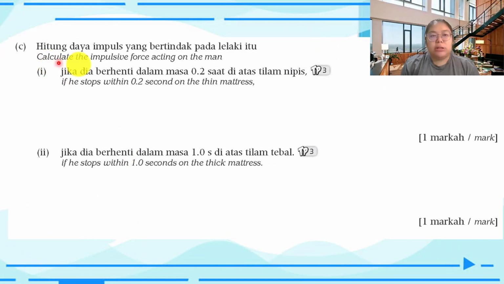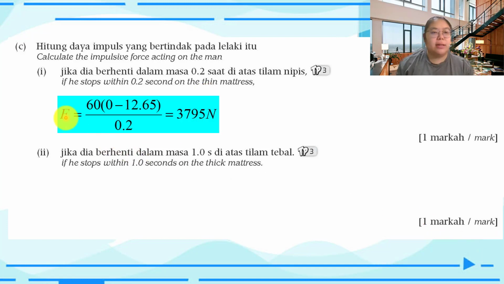Okay, then we continue to the impulsive force. If he stopped within 0.2 seconds on the thin mattress, 0.2 seconds, so you want to find the impulsive force. That means you need to take the change of momentum over the time taken. So we find F equals 60, that's the mass. Initial, 12.65. The final should be 0 because you stop. Then over 0.2.